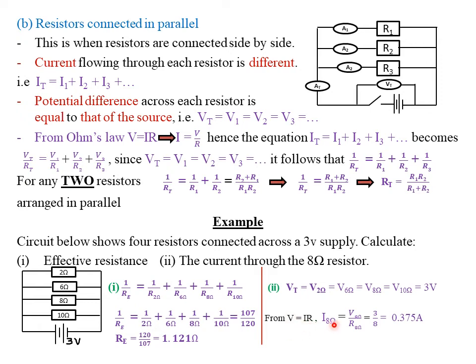Therefore, the current through the 8 ohm resistor is equal to the voltage through the 8 ohm resistor over the resistance through the 8 ohm resistor. The voltage through the 8 ohm resistor is equal to the supply voltage, simply because the resistors are connected in parallel, which is 3 volts, divided by the resistance through the 8 ohm resistor, which is simply 8 ohm. So 3 divided by 8, you will get 0.375 amperes as the current through the 8 ohm resistor.